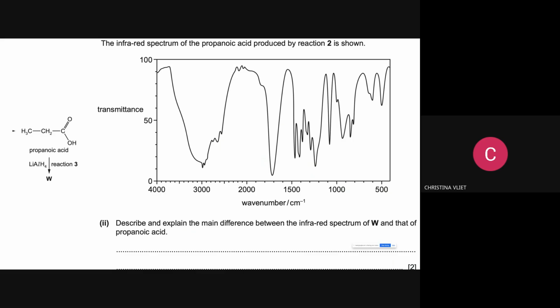All right, so the infrared spectrum of propanoic acid produced by reaction 2 is shown. Describe and explain the difference between W, which is whatever this is, and propanoic acid. So they're telling you, hey, this is propanoic acid. We are presenting you with the graph for propanoic acid. What's the difference between that and W? How do I find out what is W? It's a reduction!